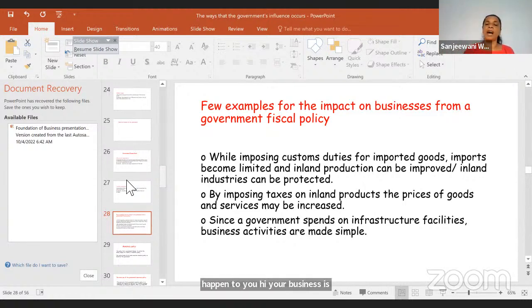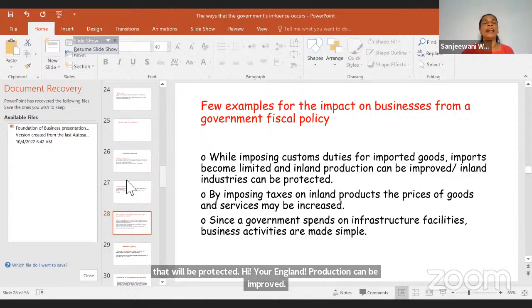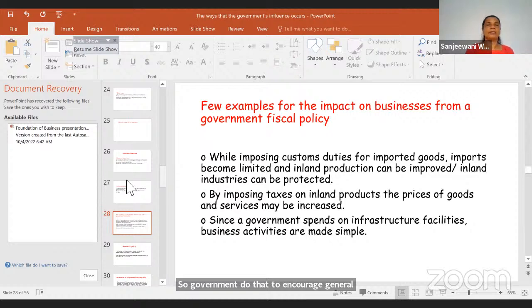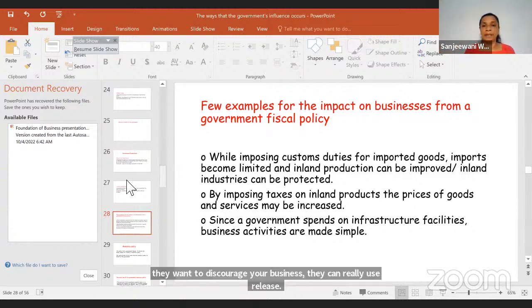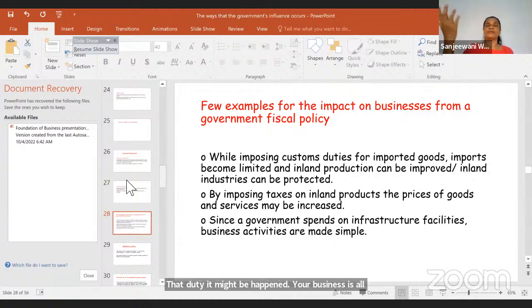But if the government can impose a high customs duty on the imported mats or imported goods, what will happen to your product? That will be protected. Your inland production can be improved. The government does that to encourage and to discourage, children. If the government wants to encourage your business, they can impose a high duty on imported goods. If they want to discourage your business, they can release that duty. Then your business is not protected. All the people will buy those mats from other countries for cheaper prices. So these are some examples for the impact on businesses from government fiscal policy. In another way, the government can control your businesses.